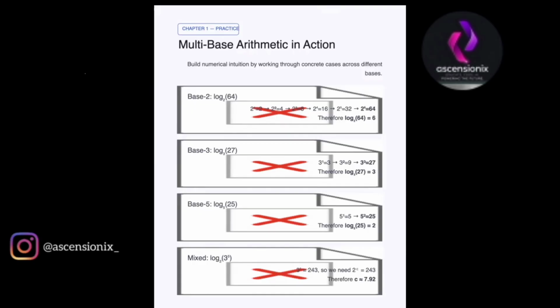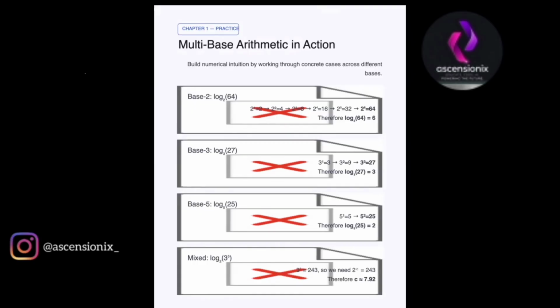Correct? Now we have a mixed question, log base 2 of 3 to the power 5. So we know that 2 to the power 3 is 8 and 2 to the power 4 is 16. So we can say 3 to the power 5 is 243. So now we need to find 2 to the power c is equal to 243. So therefore we can say c is something around 7.92.